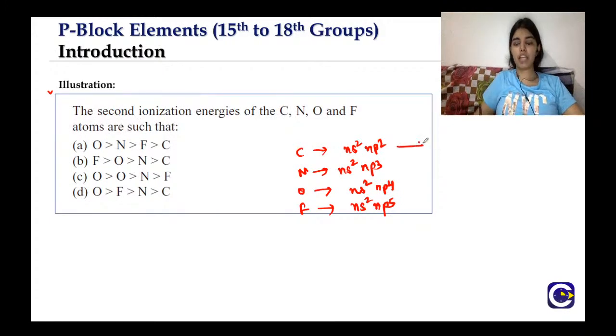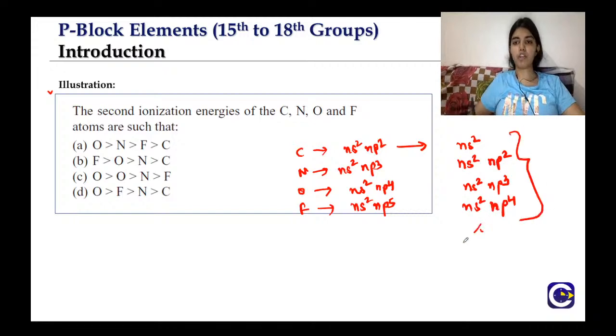So, first we will remove the first electron, that is from ns2 np2, ns2 np3 and ns2 np4. Now from these particular configurations, you have to remove an electron. This one is carbon. You have to remove an electron. So you can see here what is happening: ns2 np3 is the half filled stable configuration. Half filled stable configuration, right?